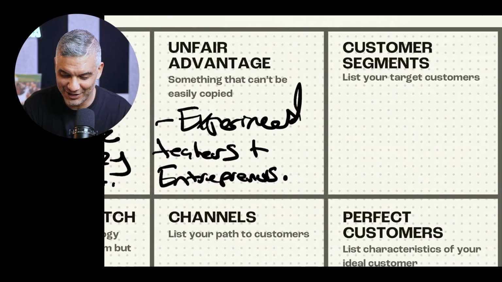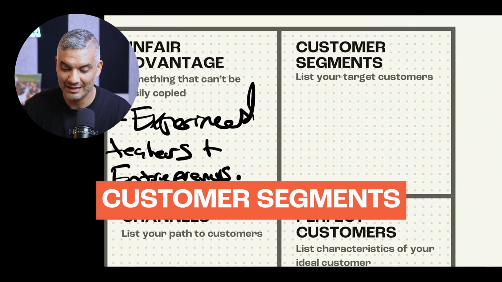So unfair advantage. Next, customer segments, right? List your target customers, right? List who you're going after. Now, this goes hand in hand with your unfair advantage. My unfair advantage, again, is that I'm a trained educator, experienced educator, as well as an experienced entrepreneur. So my superpower is to be able to take complex ideas and simplify it for somebody who's just getting started and is not really aware of what they don't know, okay?